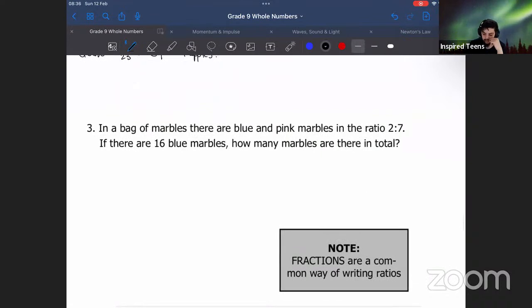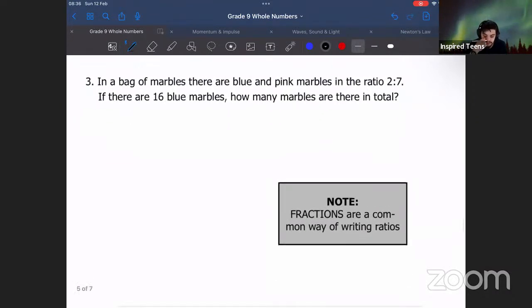Let's look at this question. Maybe slightly more complex. It says in a bag of marbles, there are blue and pink marbles in the ratio 2:7. If there are 16 blue marbles, how many marbles are there in total?